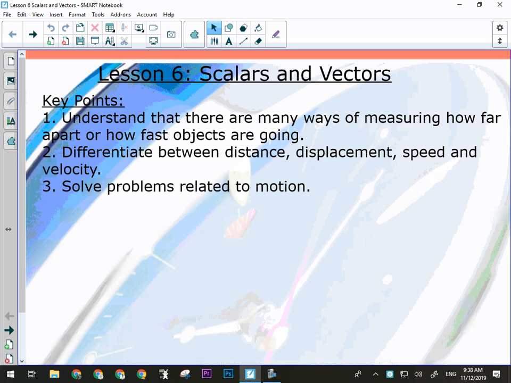But, differentiating between those, we have to understand which ones are vector, which are scalar, and then we're going to solve problems related to that. So, there's going to be quite a bit more math and algebra in this unit than there has been in any other. Okay, that's fine. Algebra is easy. You guys are going to be fine with that. I will be giving you a formula sheet, and you do need a scientific calculator. You're going to need it every day for the rest of the unit.